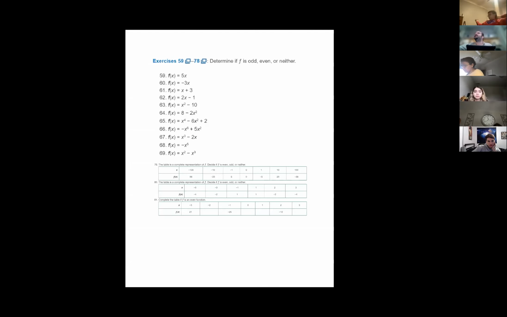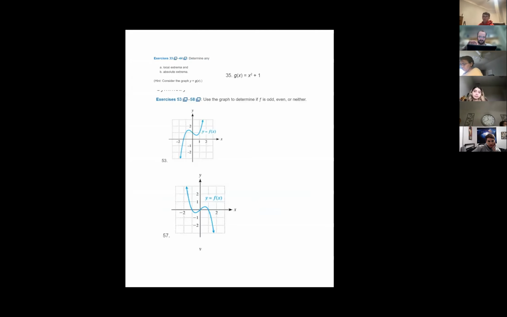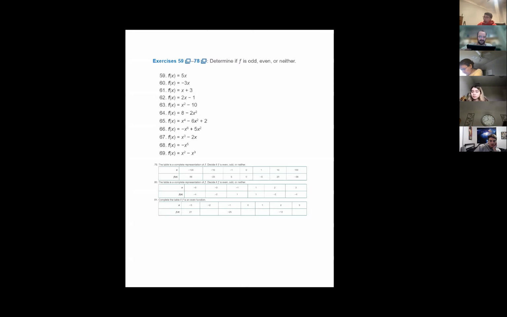So the ones from here, let me make sure I got the right numbers listed. 53. There should be a 55. Did I miss it? Ooh, it's missing 55. I didn't even notice that. Let's open up my book. 53, 55, 57. So 55, we might have to open up the book to look at it.